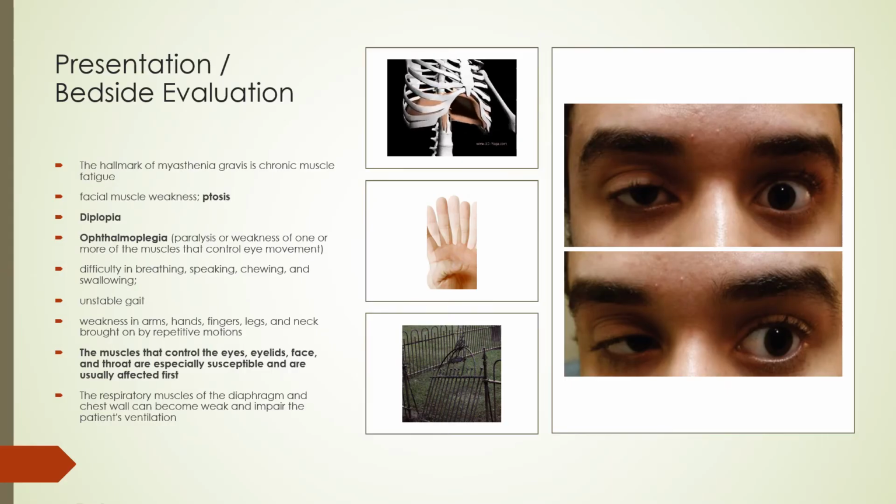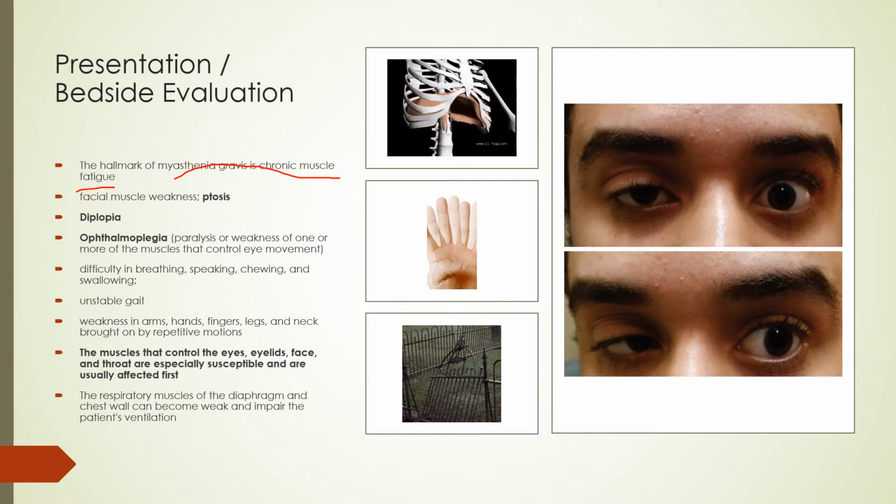All right, so bedside evaluation. What will this present like? So you have a patient in front of you. What are some of the textbook things that you would see at their bedside? I've included some pictures here. The hallmark of myasthenia gravis is chronic muscle fatigue. In other words, they feel tired. They feel like they've just done a leg day five days in a row. It's that chronic fatigue, like I've been to Waterworld and I'm just dead tired, right?